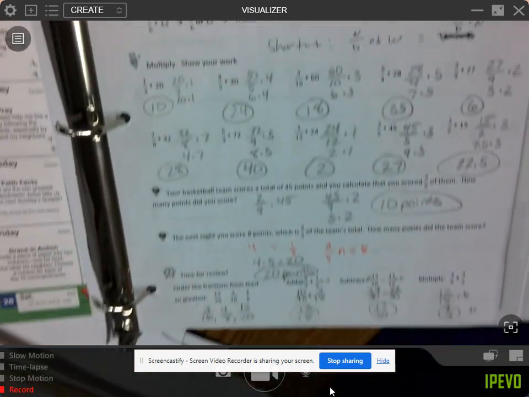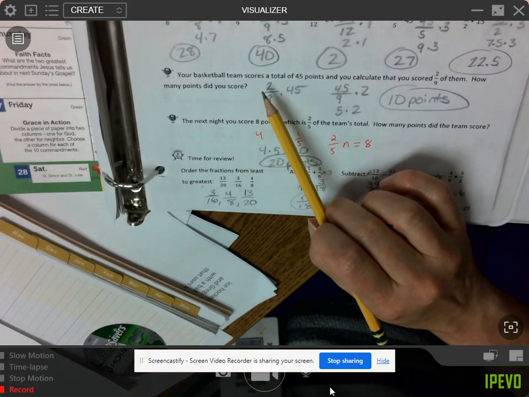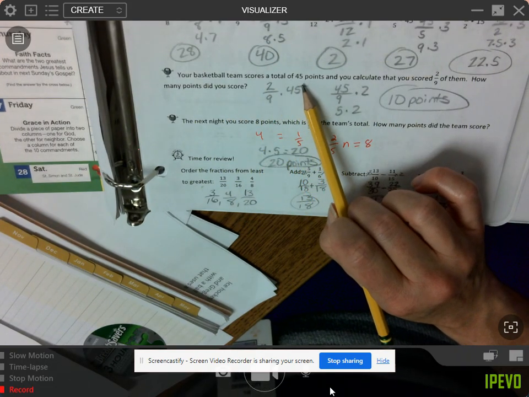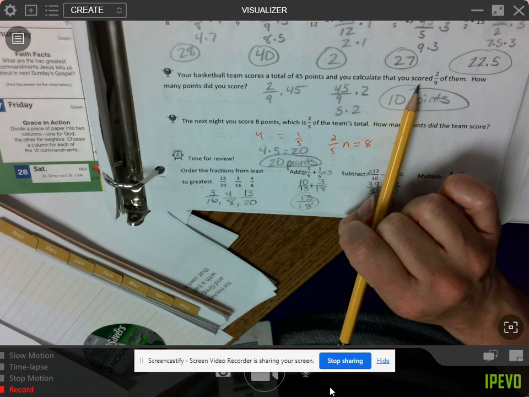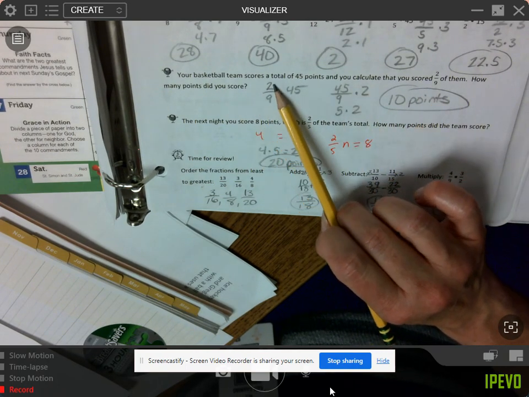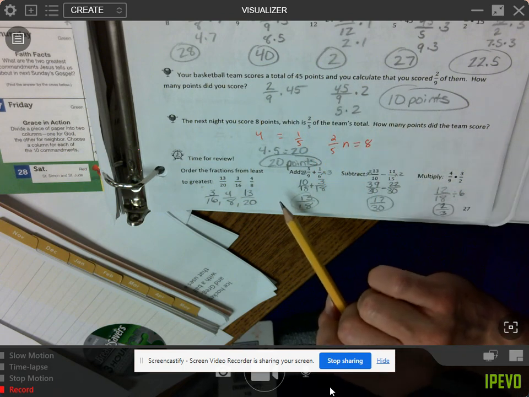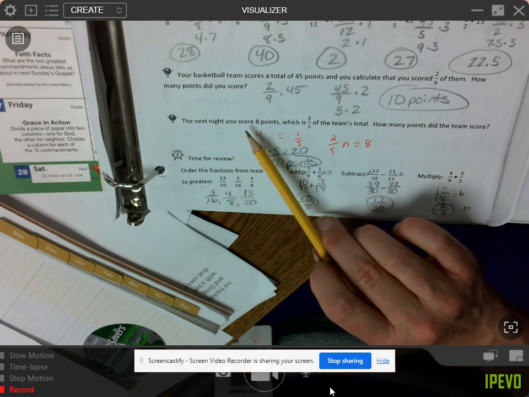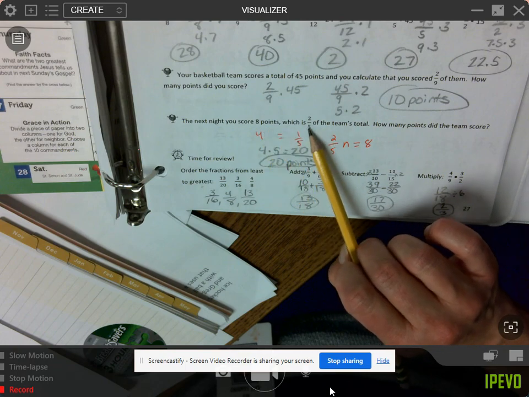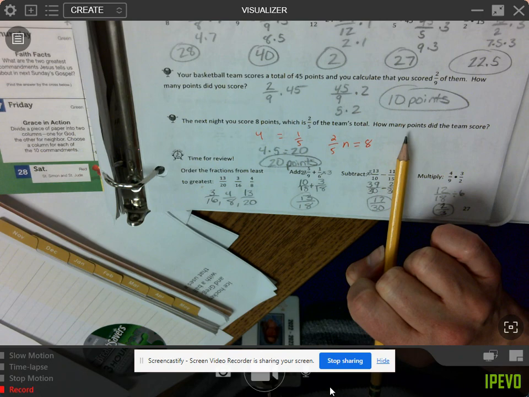All right, let's look at our word problems. Your basketball team scores a total of 45 points, and you calculate that you scored 2/9 of them. How many points did you score? 2/9 times 45 gives us 10 points. The next night you score 8 points, which is 2/5 of the team's total. How many points did the team score?